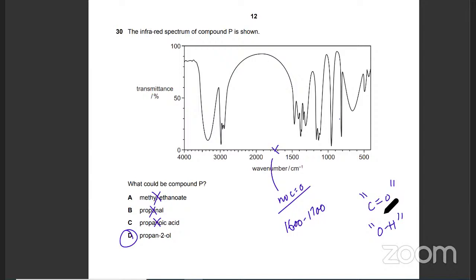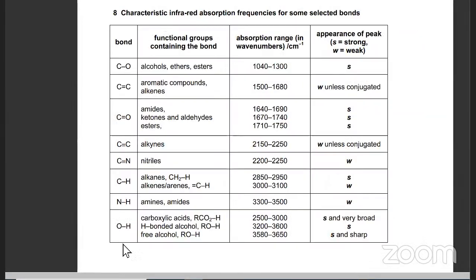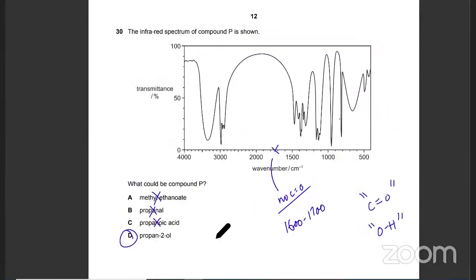If I open the data booklet, remember in infrared spectroscopy, you don't have to look at all the bonds. Just focus on the C=O bond or focus on OH. If there is a question, then go for the other ones, but otherwise it's not important, and most of the time it's not important. Anyway, coming back to the question, are we done with this one?